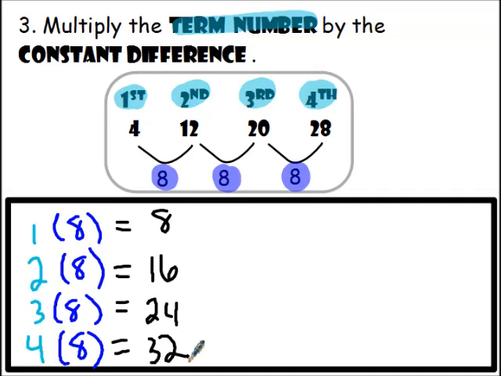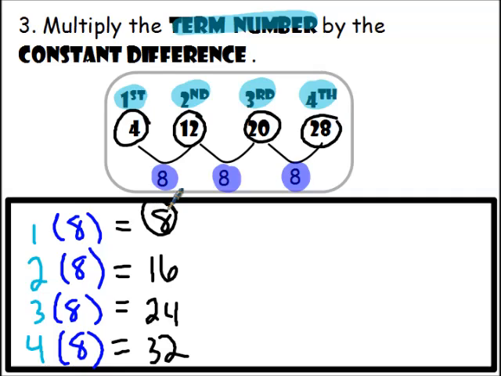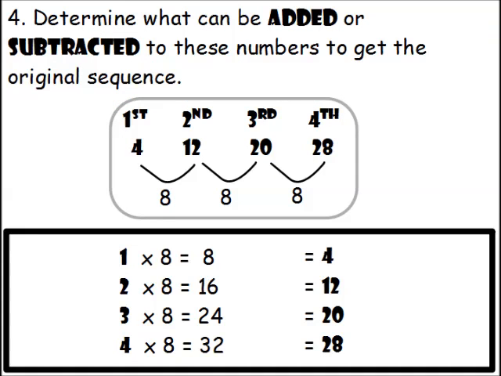Now our hope was to be able to get the value of each term. But you can see we were not successful. 8 is not 4, 16 is not 12, 24 is not 20, and 32 is not 28. It is not the first, second, third, and fourth term. So there's still another step that we have to complete in order to get the number that we were hoping to get.